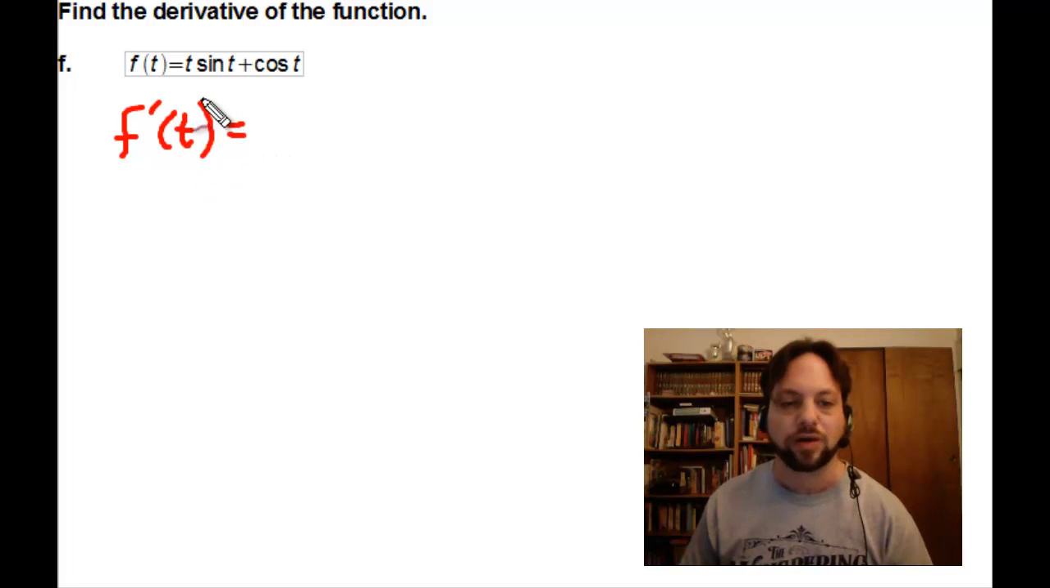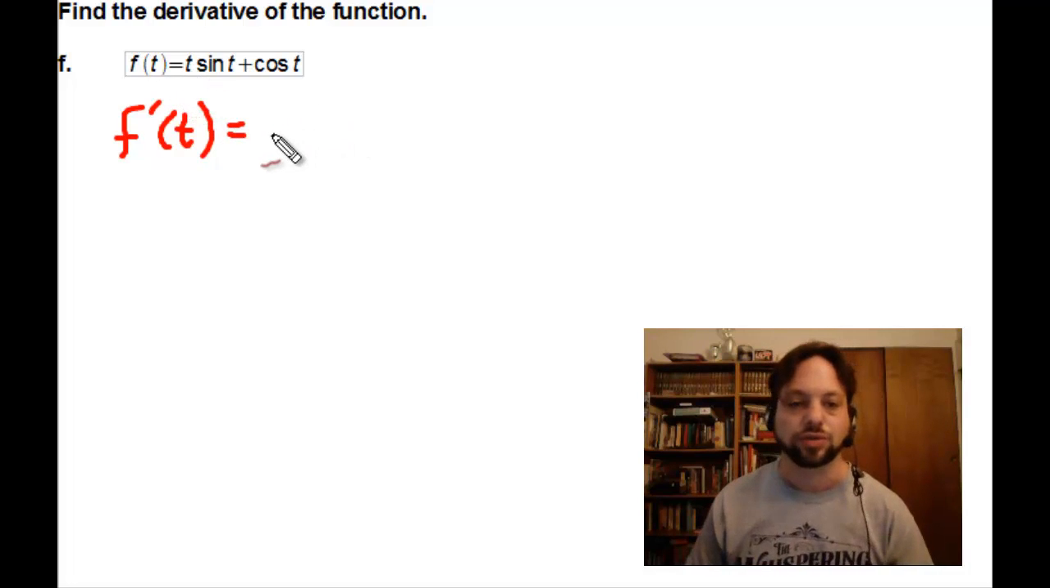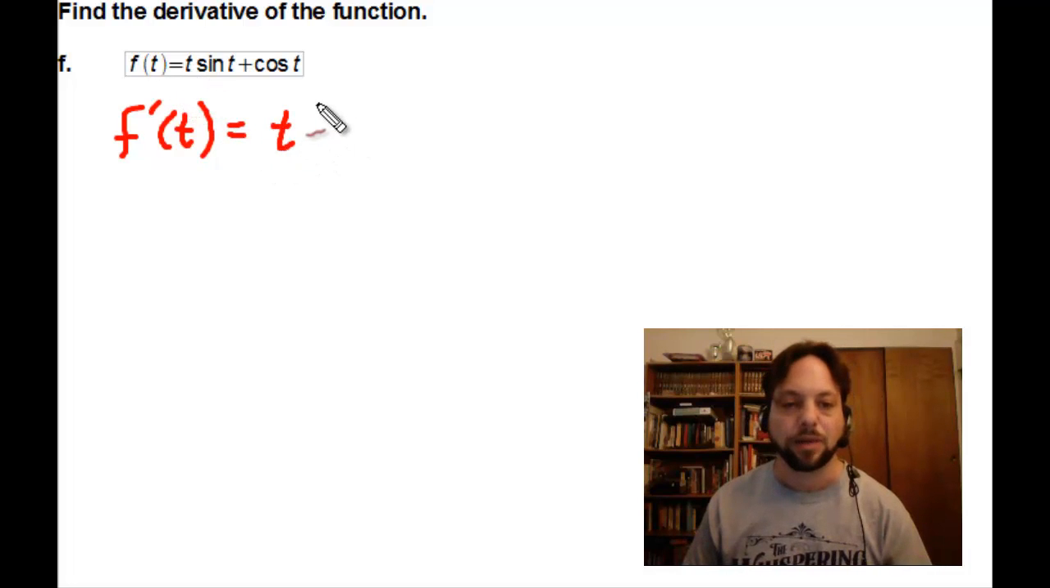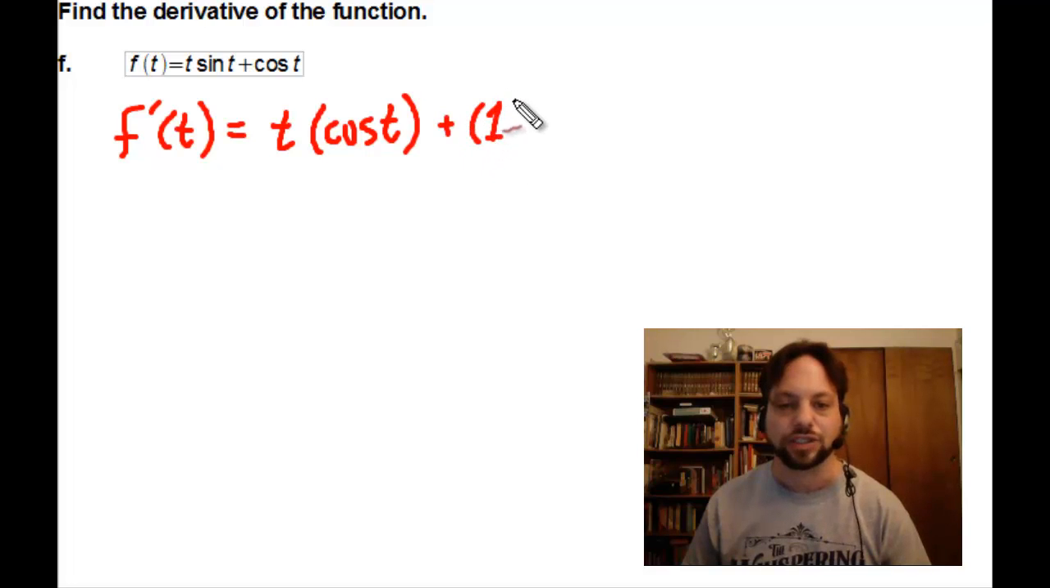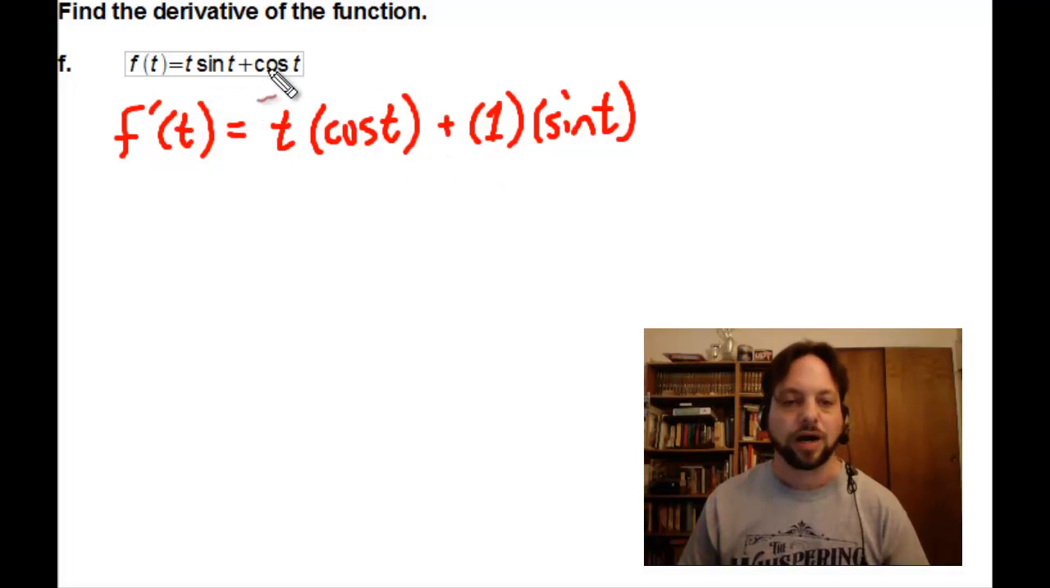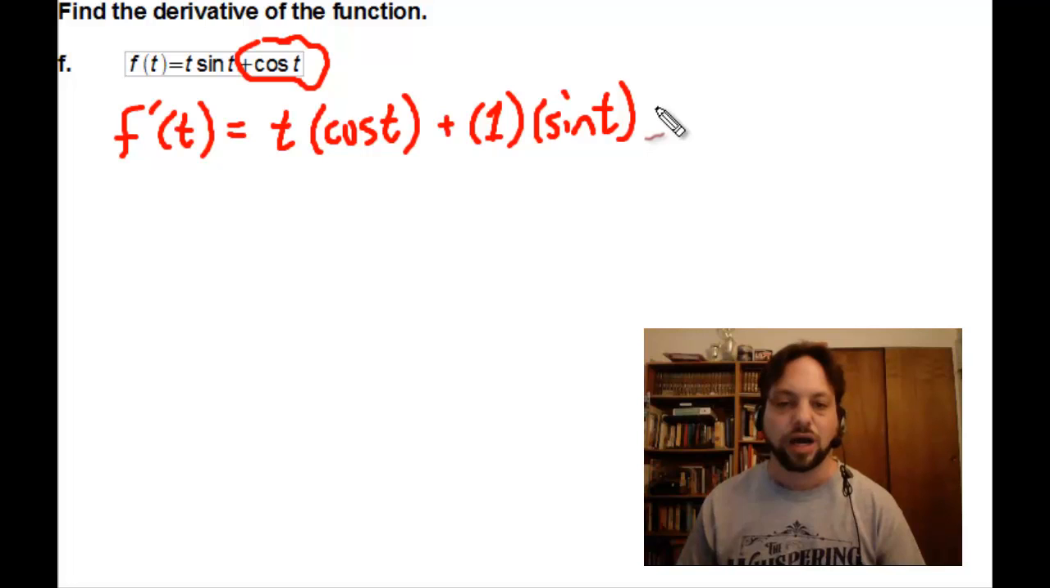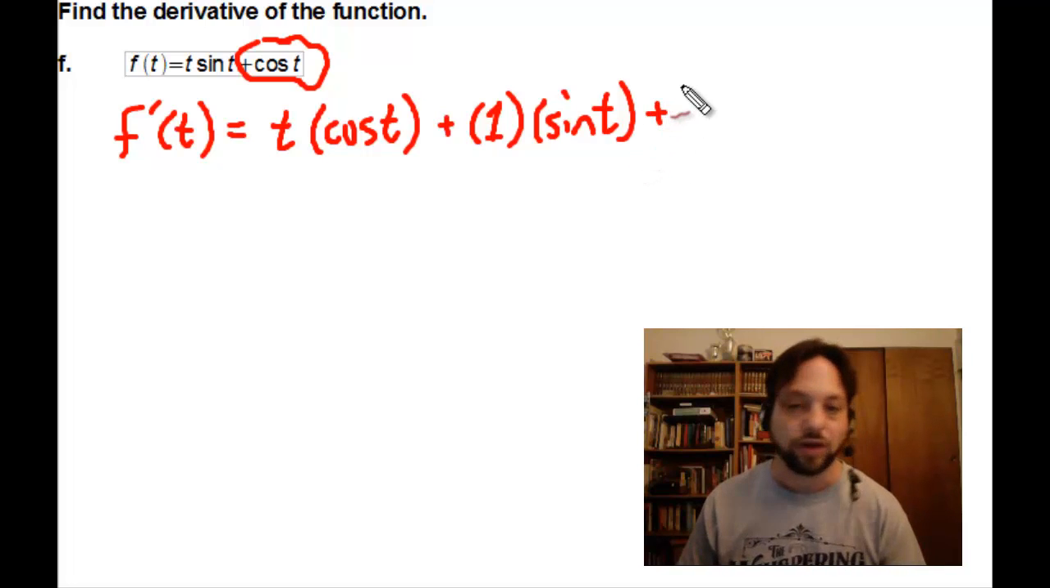F prime of t. Well, for the first term, I see that we are going to have to use the product rule. So here is the t multiplied by the derivative of sine, which is cosine t. And we'll add that to the derivative of t, which is just 1, times the sine of t. Nothing is going on there but the product rule, so that shouldn't bother you too much. Now we have this cosine t, this term that's just kind of hanging out on its own. If we take a look at that, what's the derivative of cosine?